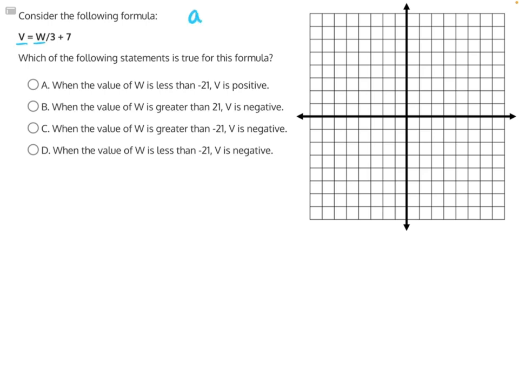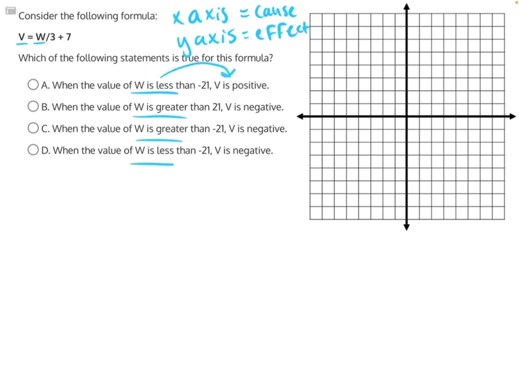Normally, our x-axis is our cos variable that affects our y-axis. So let's look at our answer choices and see that w is always the variable that is affecting what happens to v, which means w can be our x-axis and v can be our y-axis. Now let's find our intercepts to make graphing easy.